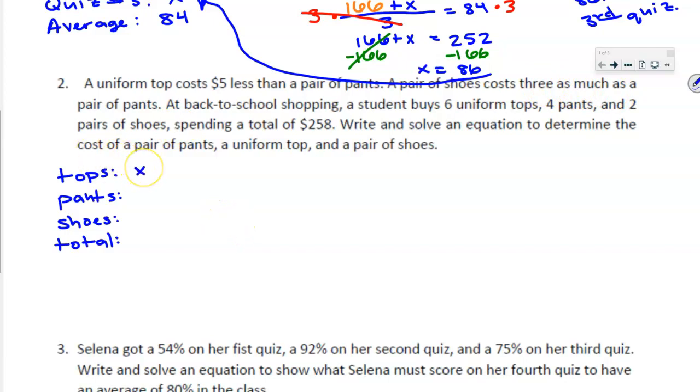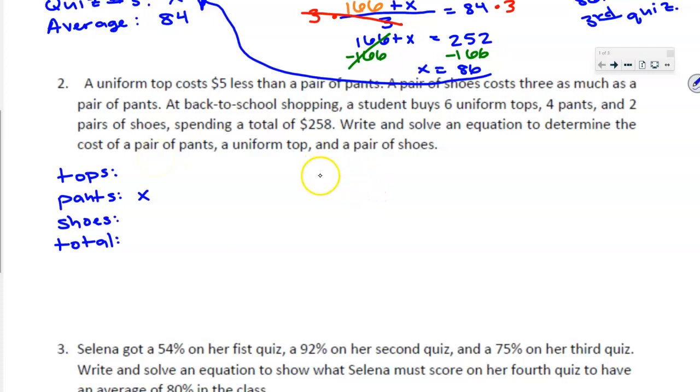So I do not know the cost of a top or pants or shoes, but I can't use the same variable to represent all 3 of these. I only want to use the variable x to represent one of them. As we review this, since both the tops and the shoes compare to the pants, it's best if we say the cost of a pair of pants is x. That way, when I write down the cost of tops, which are $5 less than that, it's easy to write that down.